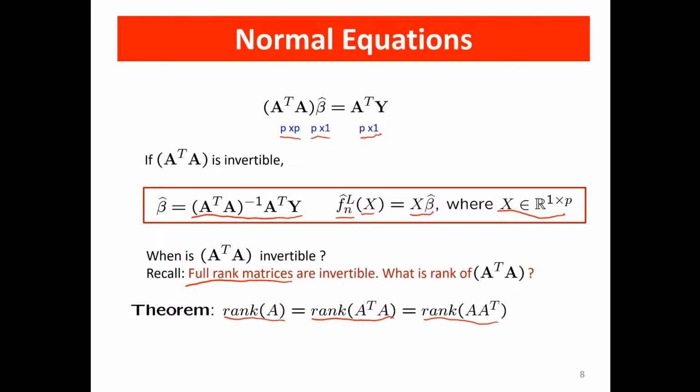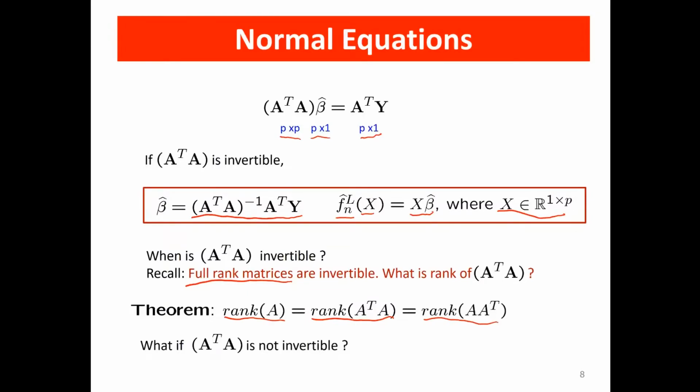When is A transpose A invertible? When its rank is p. So when rank A is p, then A transpose A will be invertible. In other words, if matrix A has p independent column vectors, then A transpose A will be invertible.